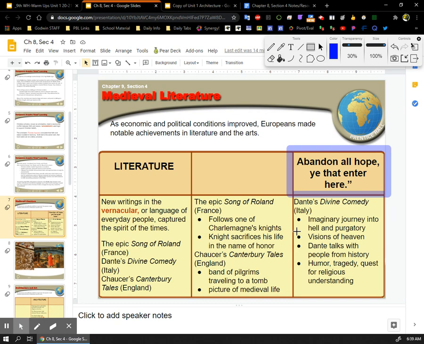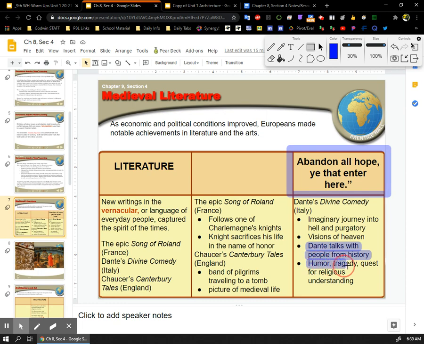So what is this Divine Comedy? Well, divine meaning religious. Comedy is supposed to be funny, well, what we see as funny. It's a poem, and it's Dante going on this imaginary journey into hell and purgatory. Also, a part of this are going to be visions of what heaven looks like. But essentially, it focuses on Dante talking with people from history and basically discussing how they got to hell in the first place, like what they did to get there. This story is going to use humor, tragedy, and also focuses on the quest for religious understanding.